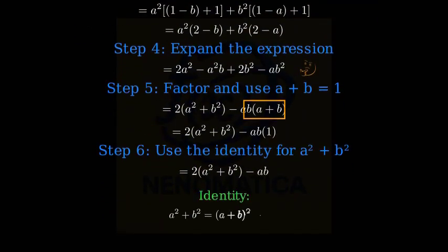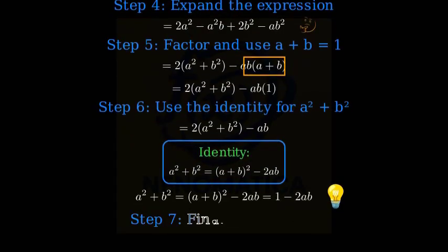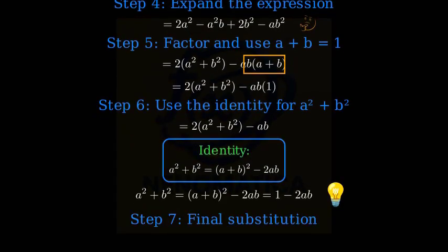Now, we'll use the identity that a squared plus b squared equals open bracket a plus b close bracket squared minus 2ab. Since a plus b equals 1, we have open bracket a plus b close bracket squared equals 1 squared, which is 1. So, a squared plus b squared equals 1 minus 2ab. Now, we substitute a squared plus b squared equals 1 minus 2ab back into our main expression.